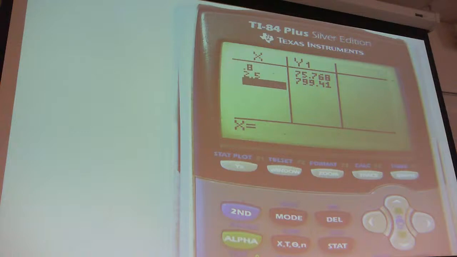Did that not work for anybody? Check your calculator. Not work? Worked? Didn't work? Worked? Second graph to get to the table. And then you type it in. Are you able to type it in? Yeah. We good? Alright.